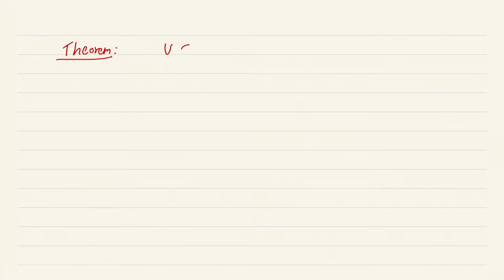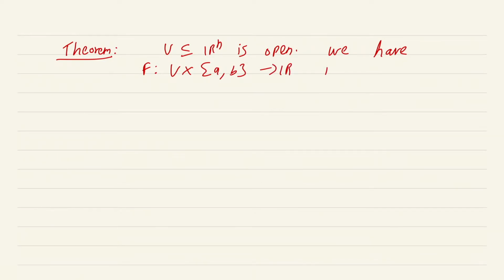U, a subset of R^n, is open, and we have f from U times the closed interval [a,b] to R, a continuous function. Okay, and think carefully what this means. Continuity is going to be defined using some metric on the product. Here it's going to be the Euclidean metric.